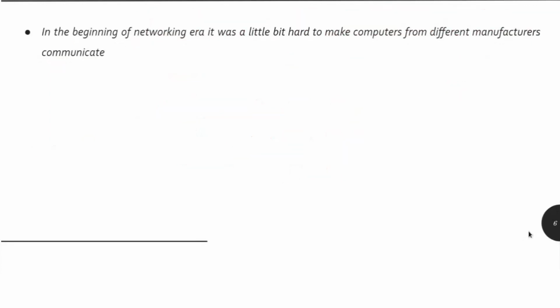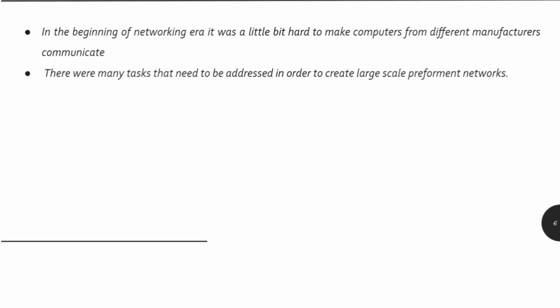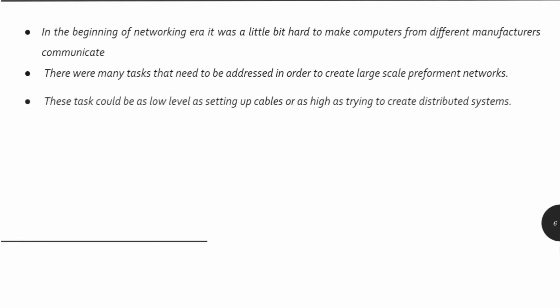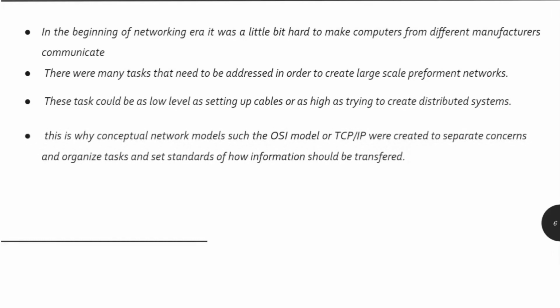In the beginning of the networking era, it was a little bit hard to make computers from different manufacturers communicate. So one had a way to implement things that was different from the other. There were many tasks that needed to be addressed in order to create large-scale performance networks. These tasks could be as low level as setting up cables or as high as trying to create distributed systems. This is why conceptual network models such as the OSI model or TCP/IP were created to separate concerns, organize tasks and set standards.